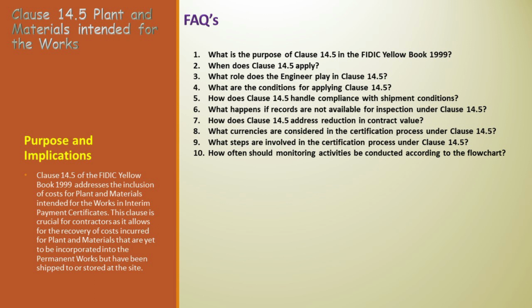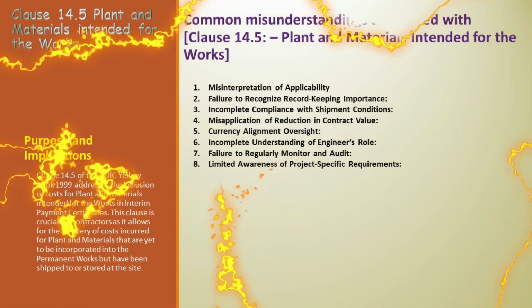Answer. The process includes submission of records, a cost statement, compliance with shipment conditions, reduction in contract value, and alignment of currency terms. 10. How often should monitoring activities be conducted according to the flowchart? Answer. Monitoring activities like engineers' determinations, compliance audits, and currency reviews should be conducted regularly to ensure consistent compliance with Clause 14.5.